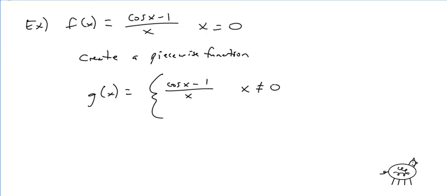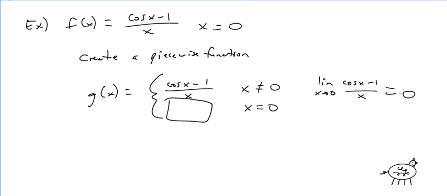To make it continuous at x equals 0, what does that value have to be? Remember, the limit as x approaches 0 of cosine of x minus 1 over x is 0. So it's getting closer and closer to 0, but not getting there. In this piecewise function, I'm just going to make it 0 at that point. Now it's filled in with the value of 0, and if you graph it, this would be a continuous function.